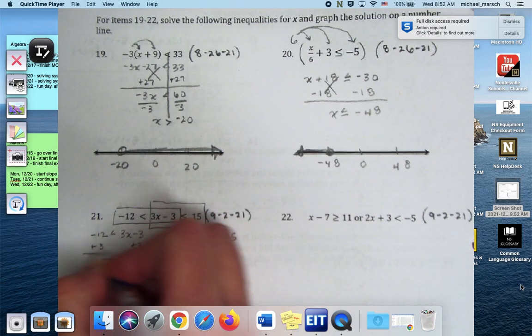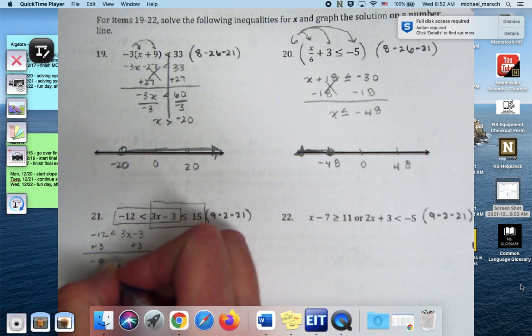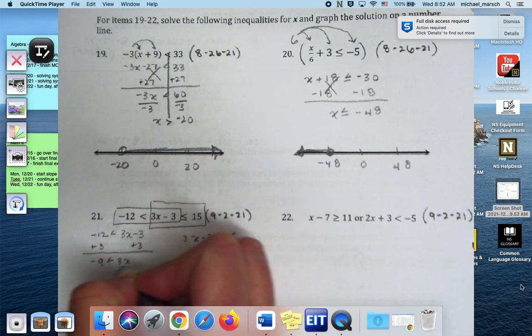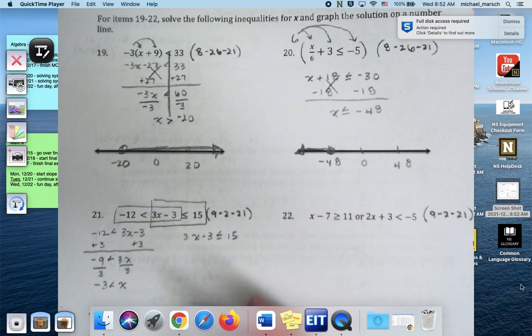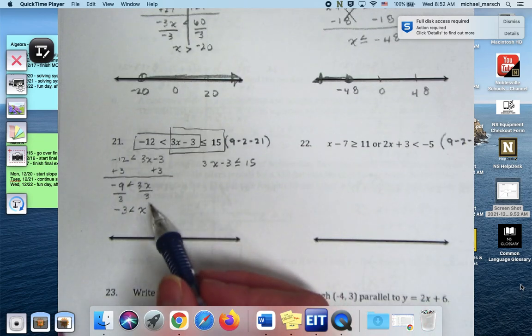Add 3 to both sides here. I get negative 9 is less than 3x. Divide by 3, divide by 3. So I have negative 3 is less than x. I don't flip my sign because I did not divide by a negative.